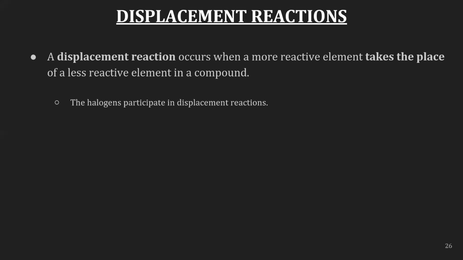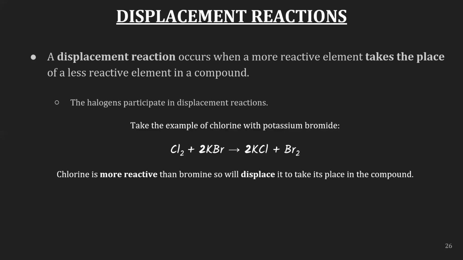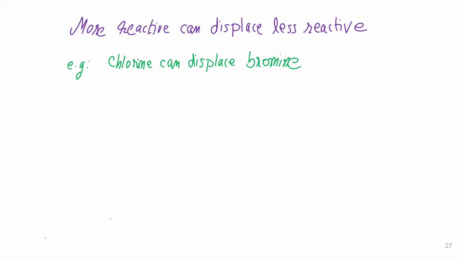Now we have displacement reactions. What's the concept of a displacement reaction? Displacement reaction means you replace someone, and these are special reactions of chlorine and bromine. Look at this example: Cl2 plus KBr gives KCl plus Br2. Now, how is this a displacement reaction? Chlorine has displaced bromine. Chlorine takes the place of bromine. This is called a displacement reaction.